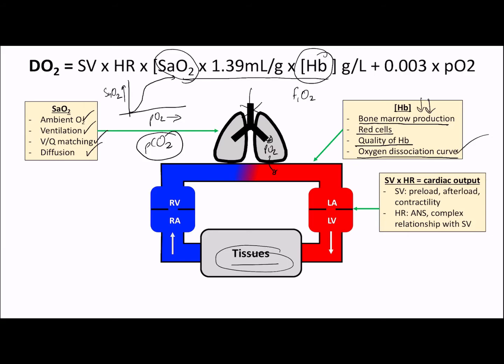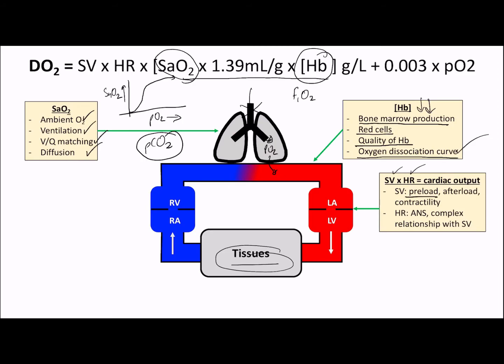Now, what determines cardiac output? Well, that's stroke volume and heart rate. And now we'll talk a lot more in detail with this. But suffice to say, stroke volume is how much blood the heart pumps per beat. And it makes sense that the heart needs to be loaded with blood before it pumps.